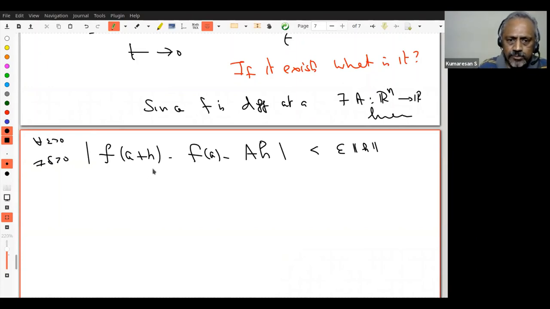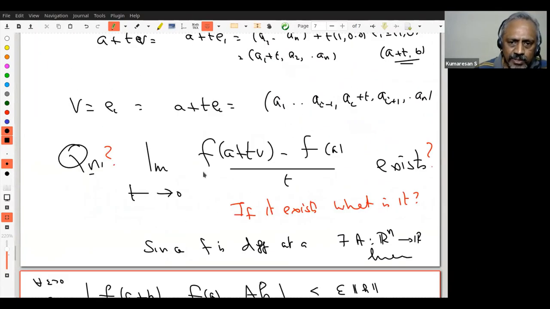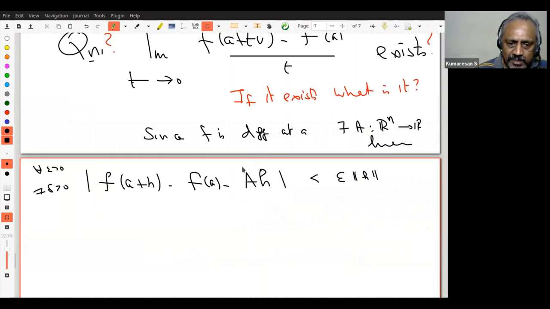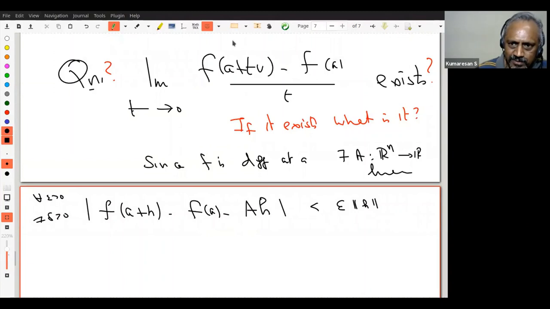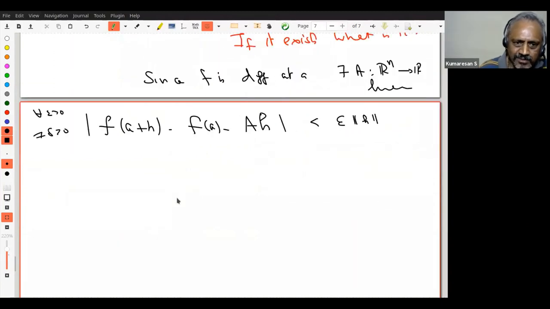Now I made use of this. Now let's look at that. What am I looking at? I am looking at f of a plus tv. Here it is f of h. So what do you think I should do? Can somebody tell me? I want to replace h with something so that I can reduce to this expression. The answer is clear, right? What will I do? Arshi, can you tell me what I should do?